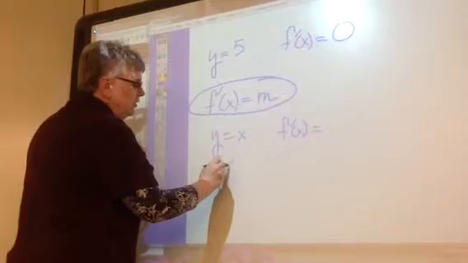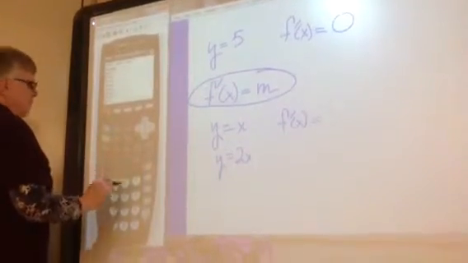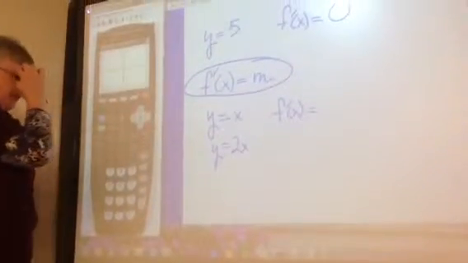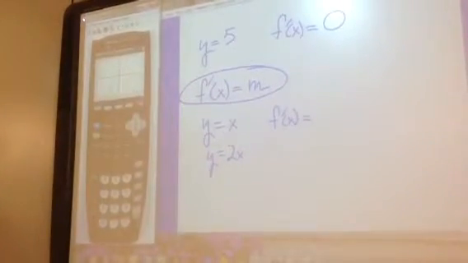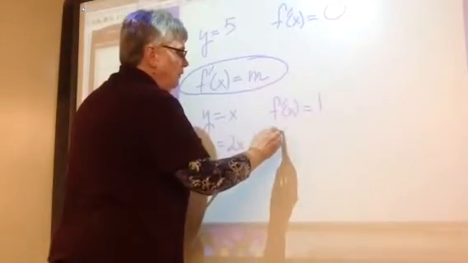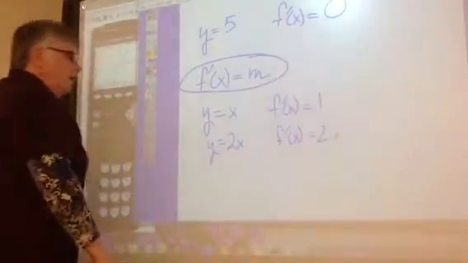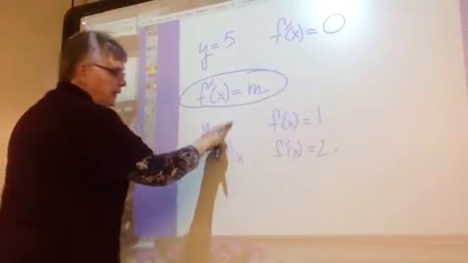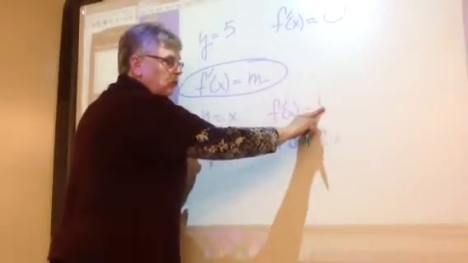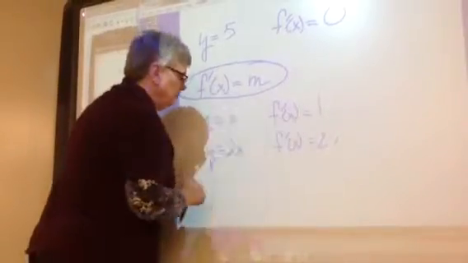So if I changed it to 2x, what would be the derivative of this? 2. Are you good? Because we're just dealing with the slope of the line. Now, basically, this is the big thing. If you have an identity function, it's always going to equal 1. Whatever number here, we multiply times 1.